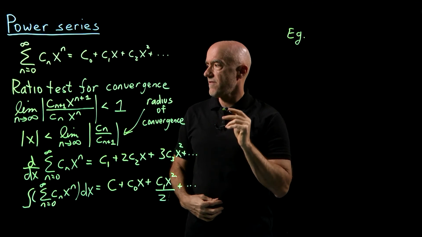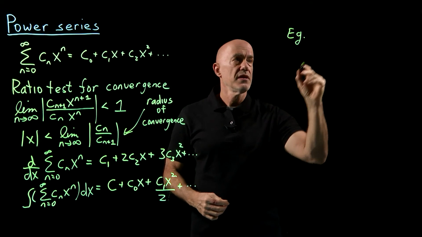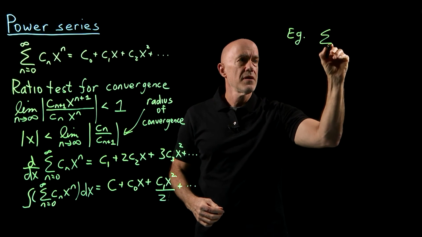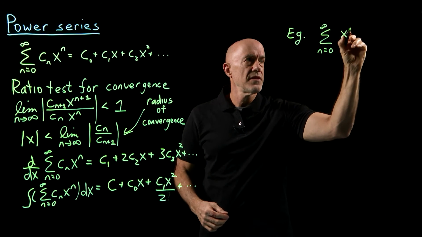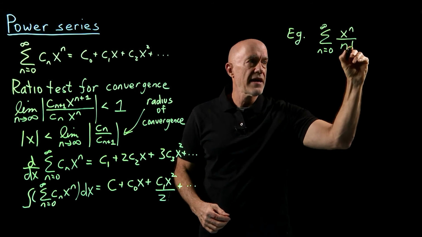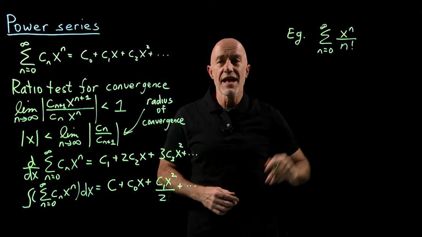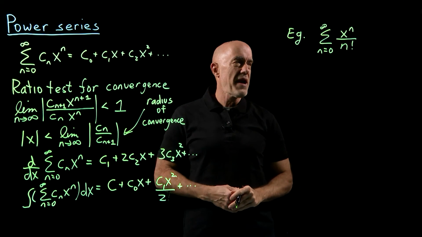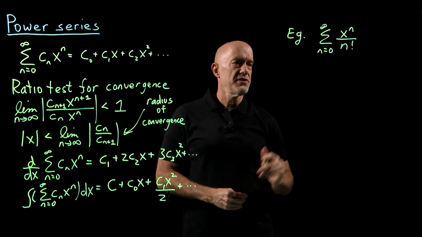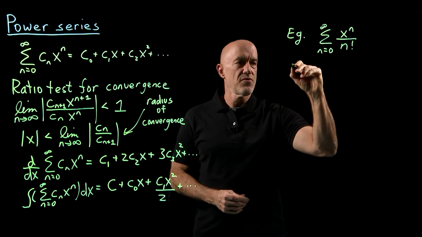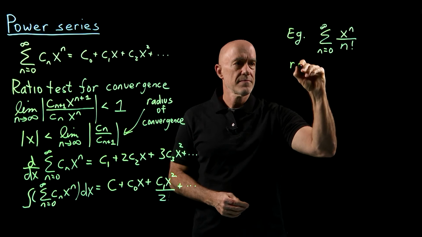Let's look at the following power series. So we have the sum from n equals 0 to infinity of x to the n over n factorial. This will turn out to be a very important power series. What is the radius of convergence here? So we can look at the radius of convergence.